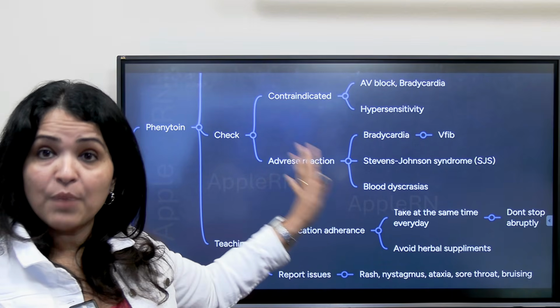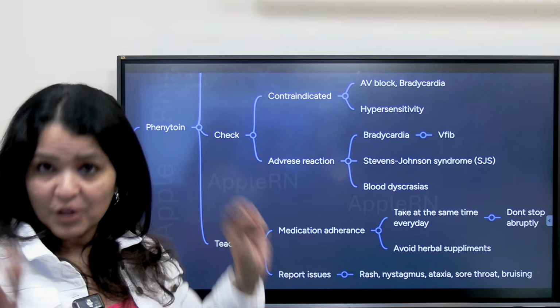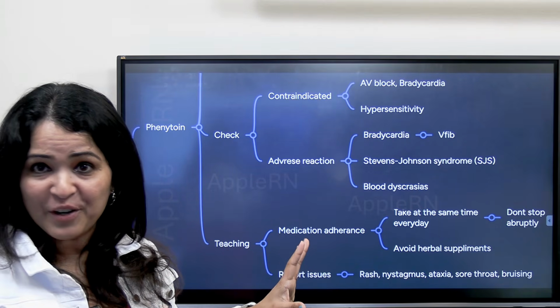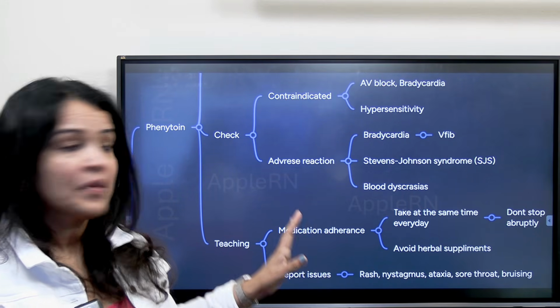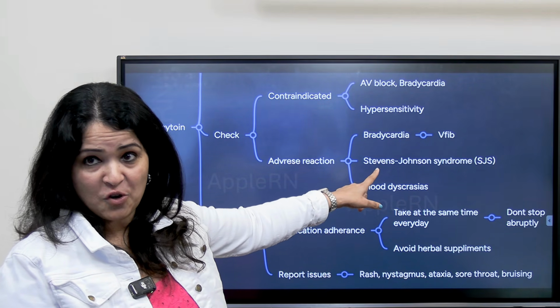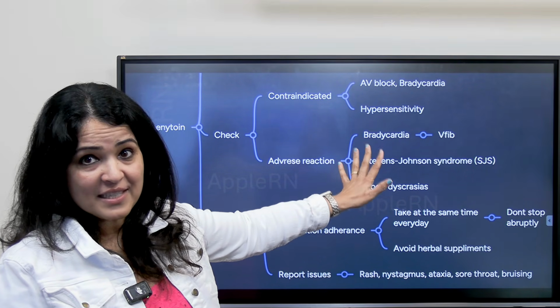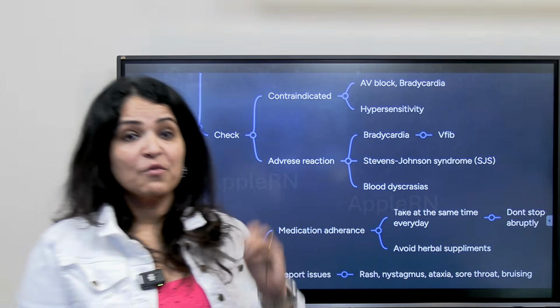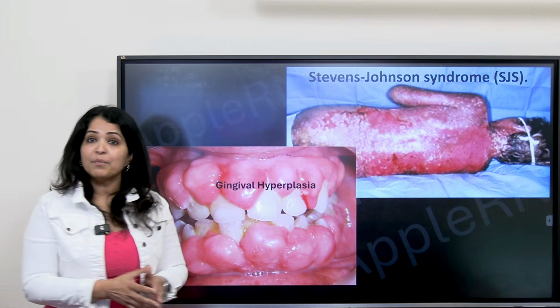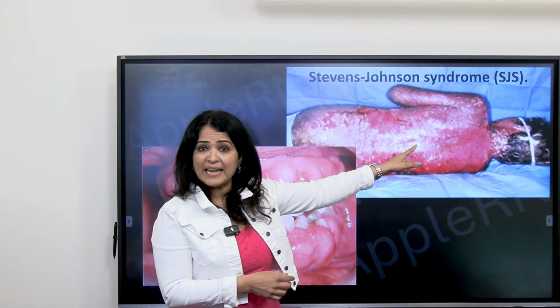I have taken this part from our AppleRN course on pharmacology. So this is just one small part of it. So you will see that there are some things we are worried about, especially Stevens-Johnson syndrome. Now, Stevens-Johnson syndrome is something which people may say about a rash. So let me show you the picture. So this is how it's going to end up.